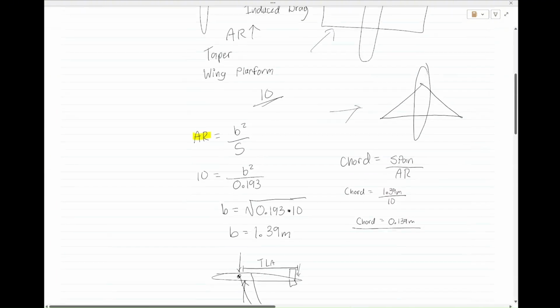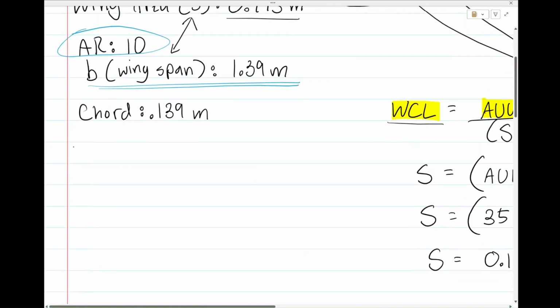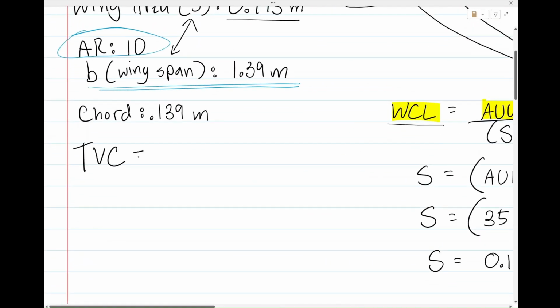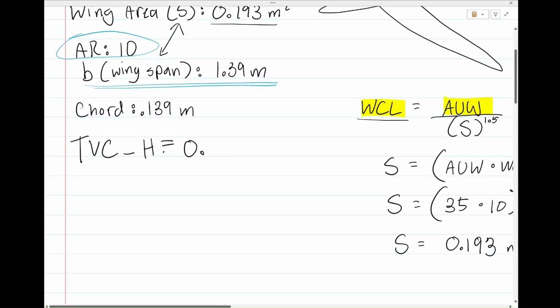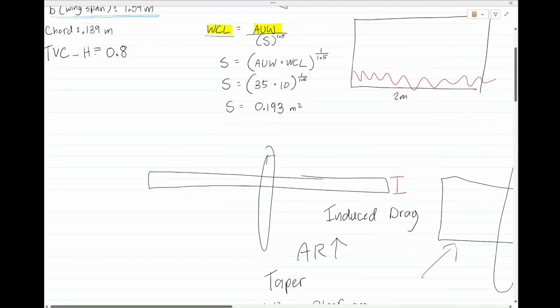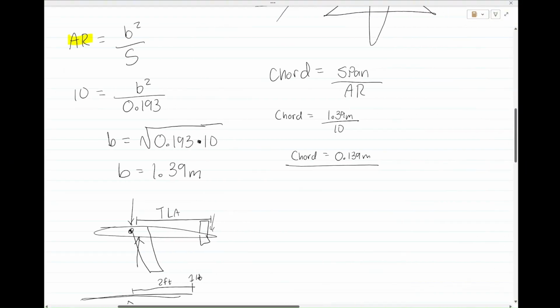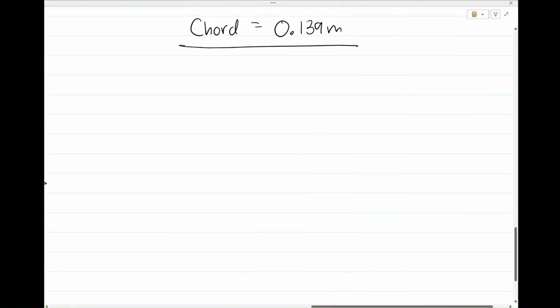So let's go ahead and write it with the rest of my parameters. Tail volume coefficient, maybe I should put horizontal, equals 0.8, isn't it? The vertical tail will probably have something different. All right, now let's go back.